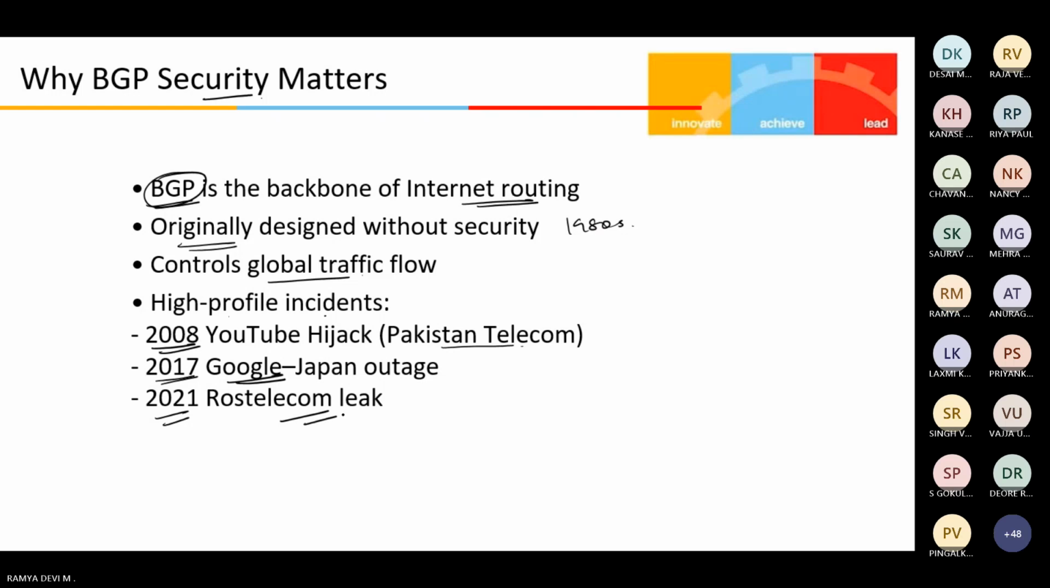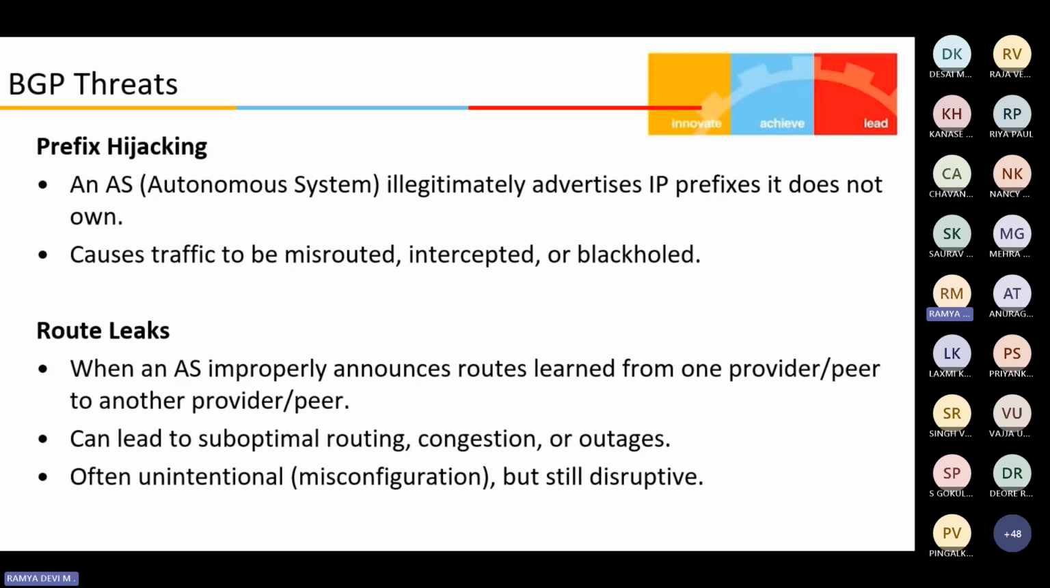That was the major problem. Without BGP security, the stability and trustworthiness of the internet will be at risk. We are not supposed to take that risk, right? So we'll see some of the things. There are 9 BGP threats. First, we'll see each one in detail. The first one is prefix hijacking.